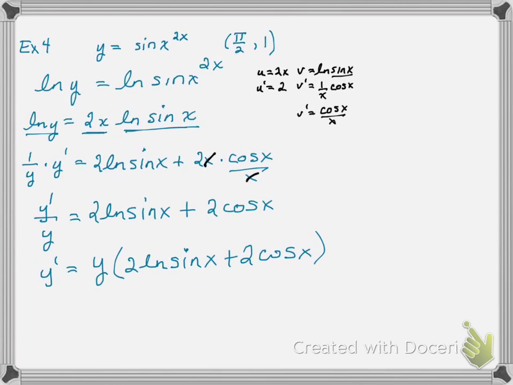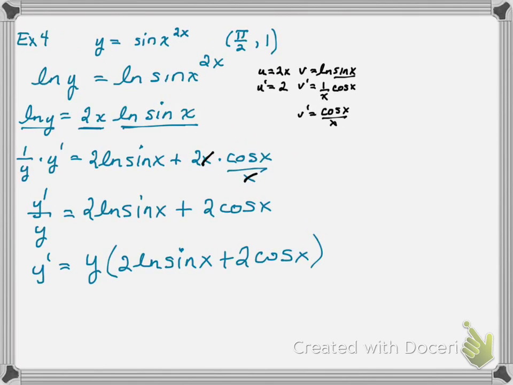Remember my goal. My initial goal was I wanted to find the equation for the tangent line at this point. And to do that, I need to use point-slope form. I've got my point. I need my slope of the tangent line, and that's what a derivative finds for you, is the slope of a tangent line.